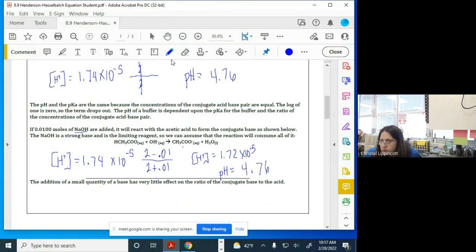I get 4.76. I guess I'm just going to put what pH started at. Well, if you want, it's rounded because it's 4.7637937333. So it did go up slightly, but not a discernible amount. Does that make sense? Yeah.